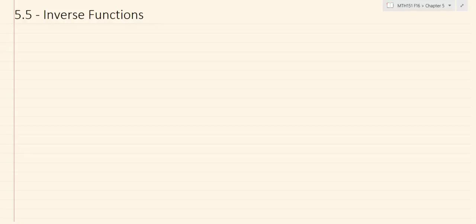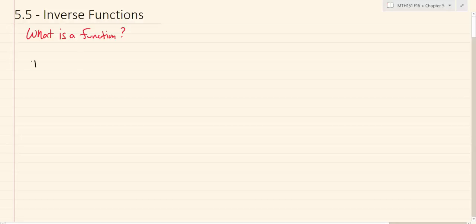This is 5.5, inverse functions. What is a function? A function begins with an input, and you take that input and a mathy thing happens. Something mathy happens to your input.